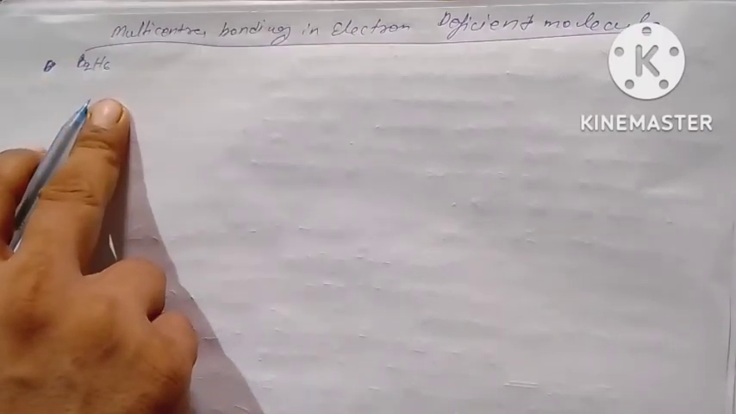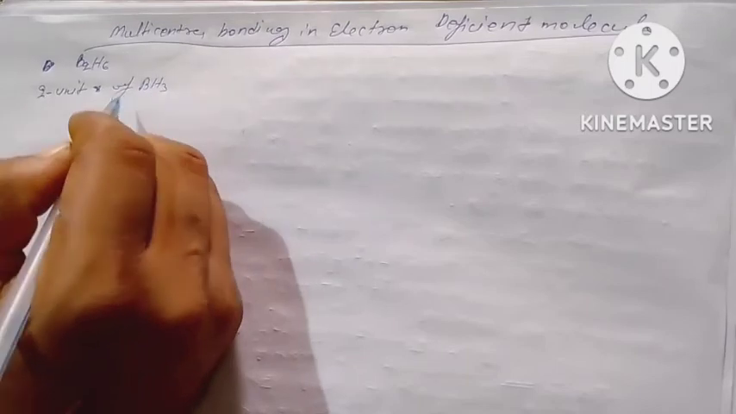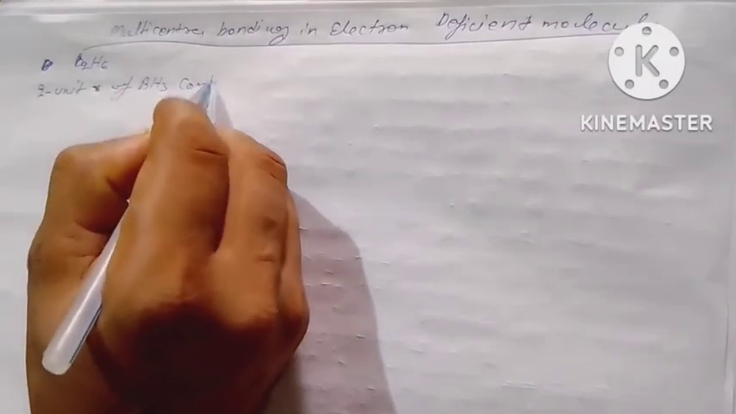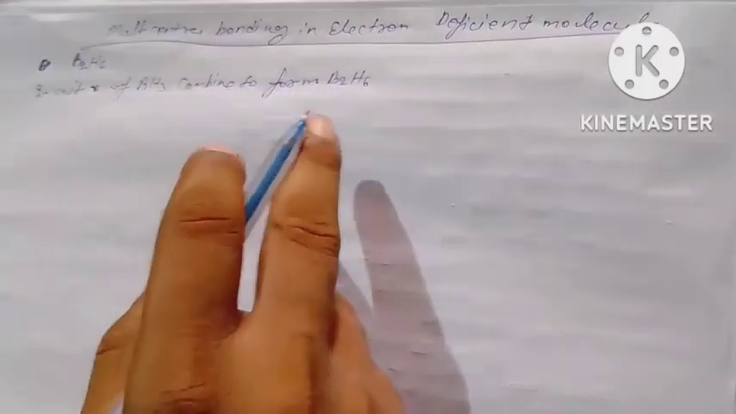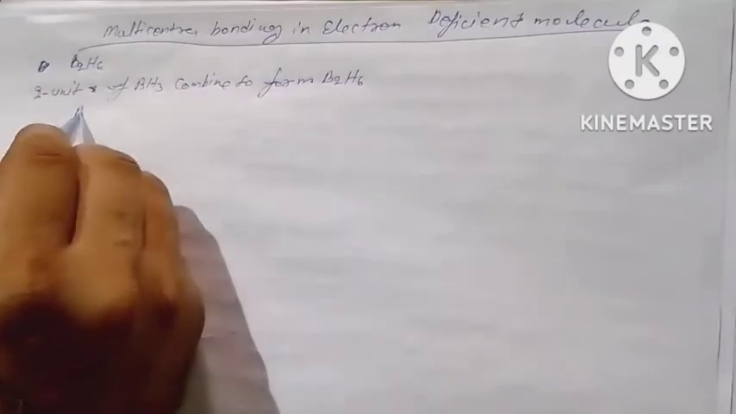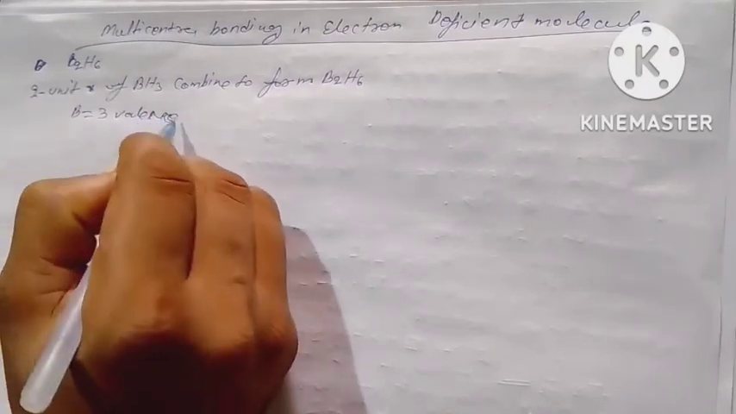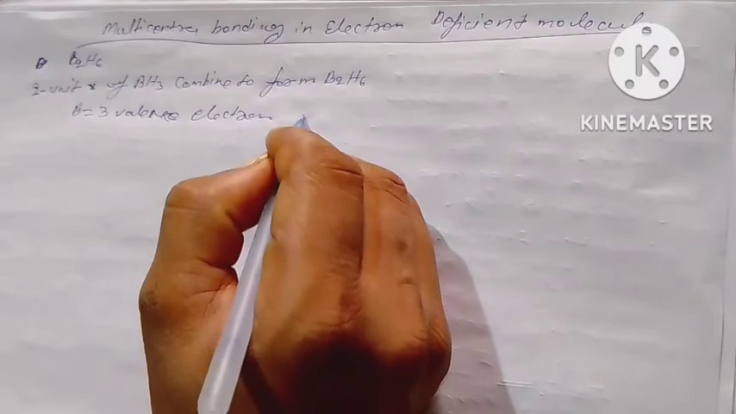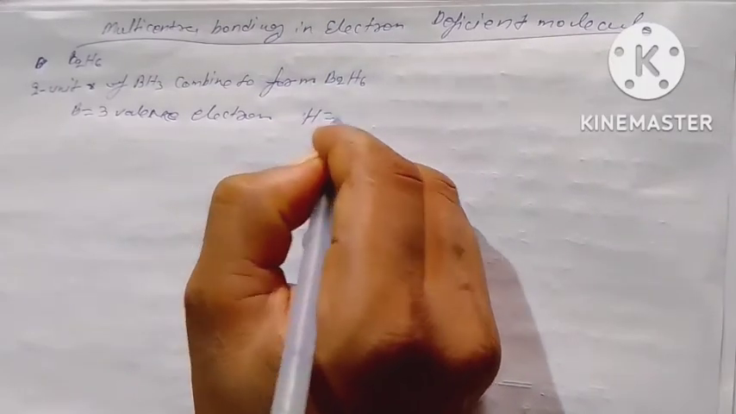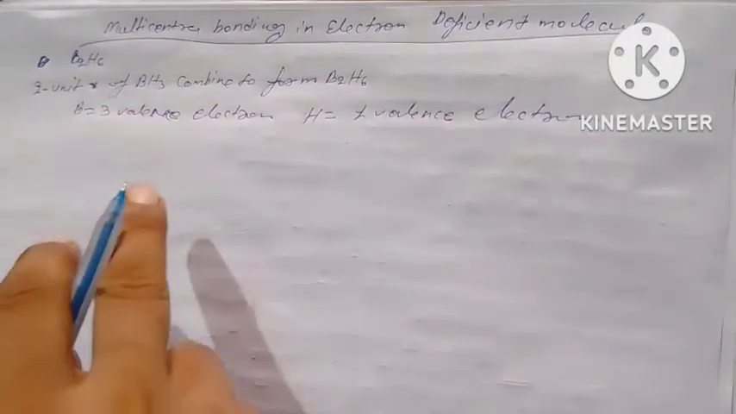2 units of BH3 combine to form B2H6. Each boron has 3 valence electrons, and each hydrogen has 1 valence electron. Thus there are 12 valence electrons.